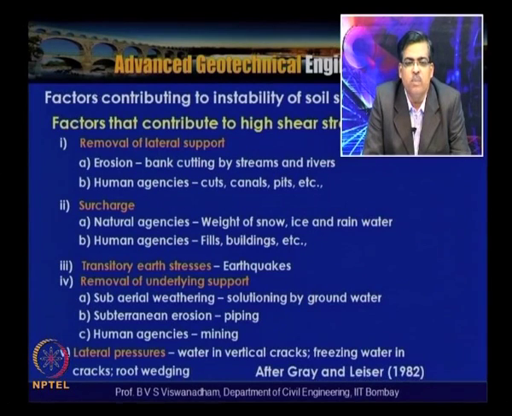And removal of the underlying support, by subaerial weathering like solutioning by groundwater. Suppose cavities are formed within the slopes, which can lead to instabilities. Subterranean erosion, that is piping, can also trigger removal of the underlying support and lead to failure. And human agencies like mining, removal of soil from excavations, or activities close to the slopes can lead to removal of the underlying supports.